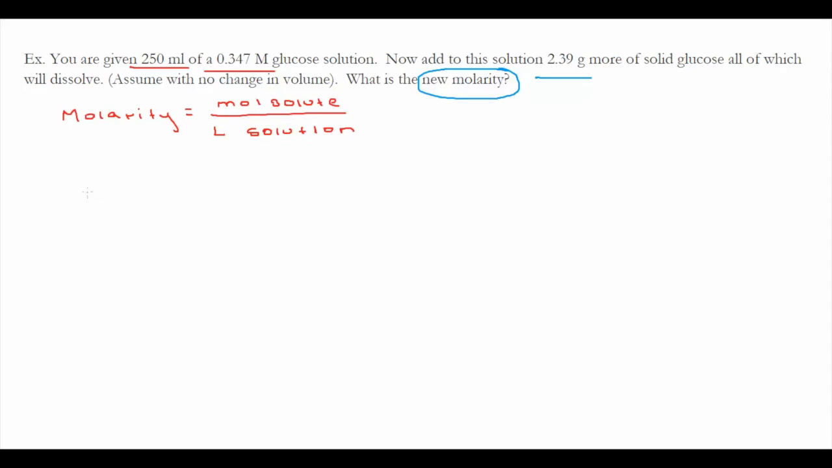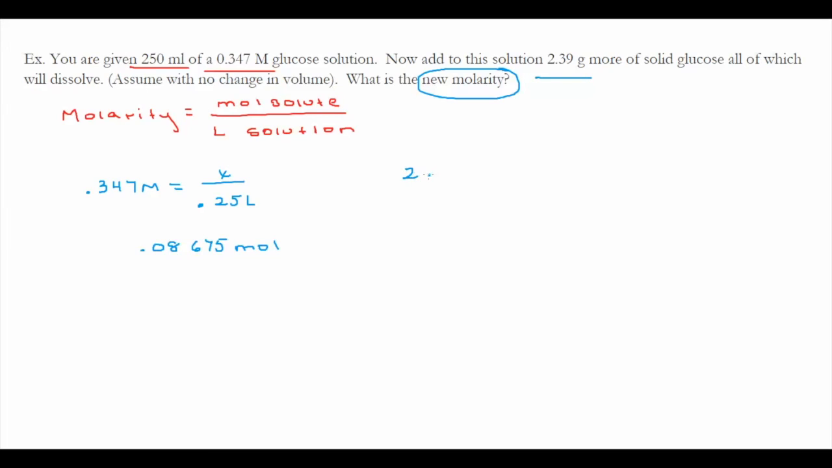Well, I know the molarity is 0.347 molar, and I don't know the number of moles, so that's going to be my X, but I know my liters of solution. If I convert milliliters to liters, that's 0.25 liters. When I solve by multiplying these two together, I find that I start off with 0.08675 moles of sugar.